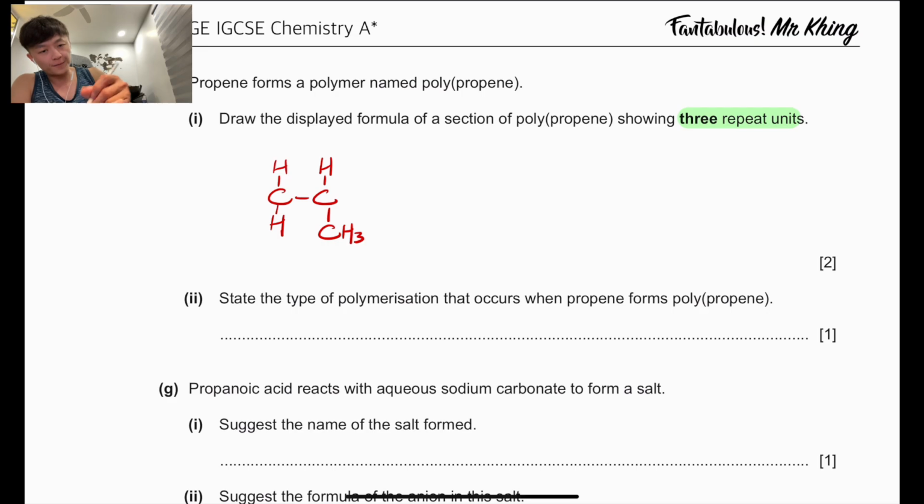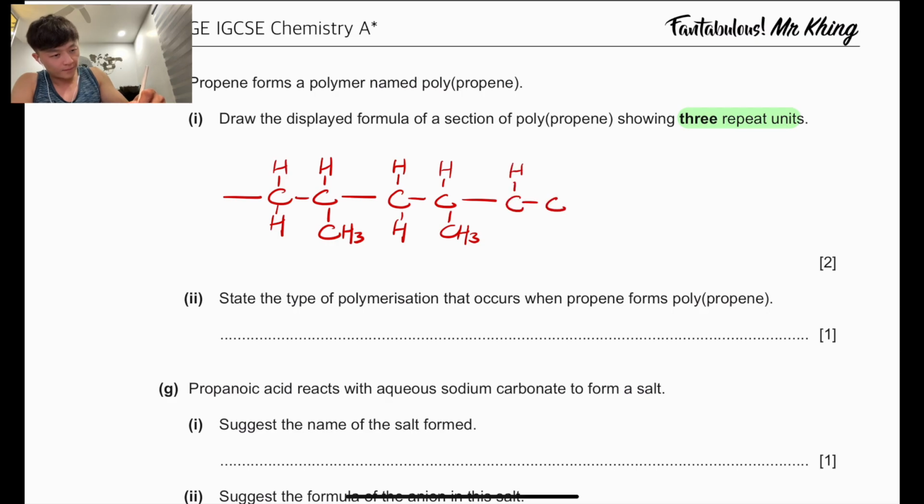So break the double bond. Extend. Okay, so you see 3 repeat units. Second repeat unit, and the third repeat unit. Okay, and you do not need to put brackets anymore when you are asked to draw a specific number of repeat units. Always make sure that both ends of the drawing end with a continuing bond, because this is a polymer. It shows that it is still joining with other monomers.